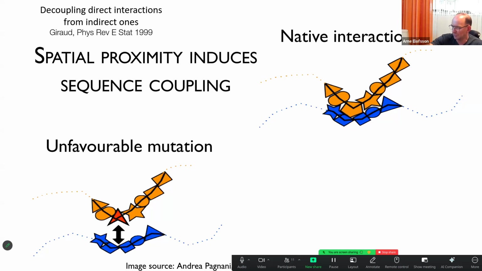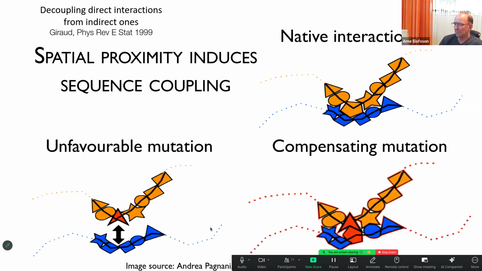So you have a second mutation that compensates for this loss of interaction. So you have, in this case, a quadrate of mutated pentamer. And you see the packing is nice again. So that sort of explains, like if you have one correlation, you have another one.